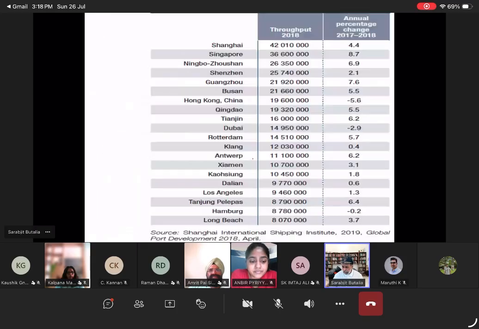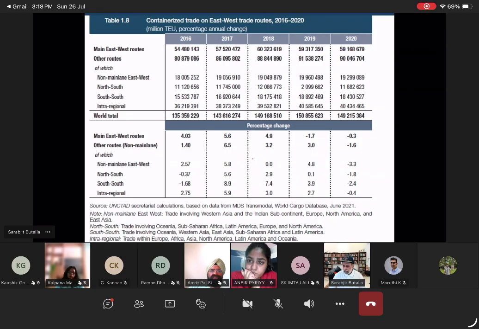And the connectivity. Now this is an old figure, but almost the same status you can see here. The figures have increased now, but the top 8 ports are occupied by China because of their volume. And Singapore is competing with Shanghai. This has also increased now to 154 million.